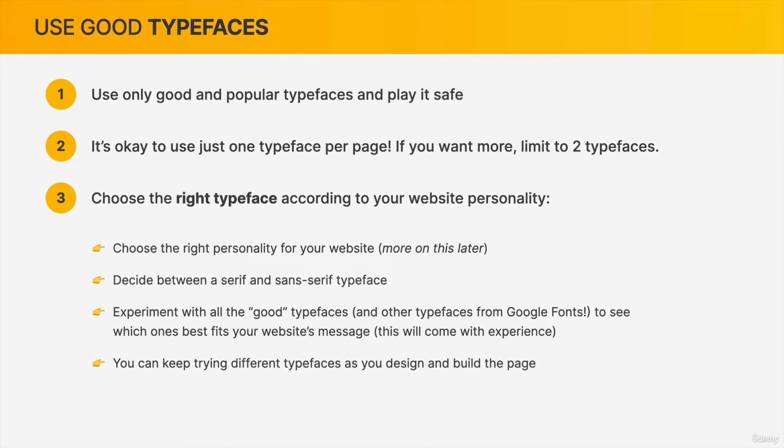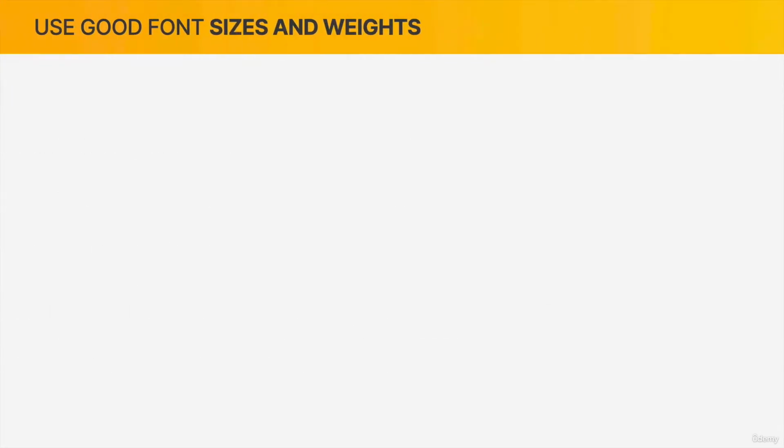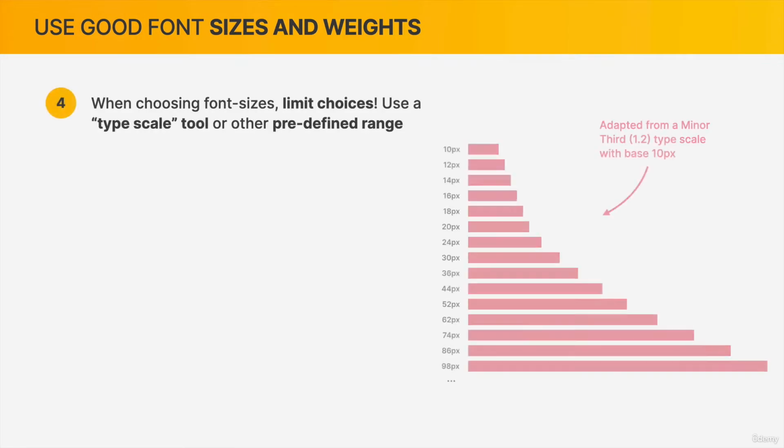Now we also need to choose good font sizes and weights. So let's see how. So when you're looking to choose a font size, you should limit your choice to make your life easier. To do that, you can use a type scale tool or another predefined range of font sizes. Because if you do that, then you don't have to constantly think about coming up with font size values. And actually, we will do that in the big course project and even in the project that is in this section.